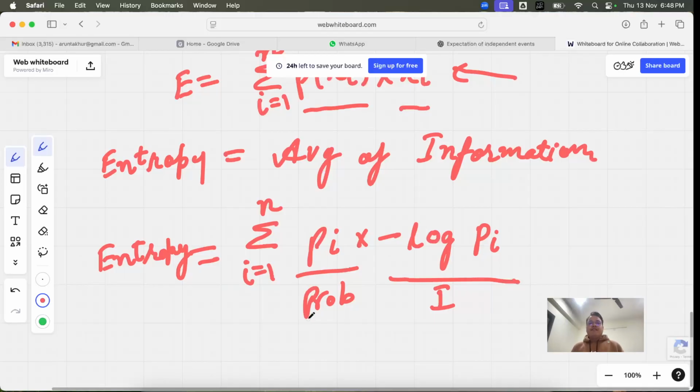So next time you hear the word entropy, you can always map it to the concept of average over information.